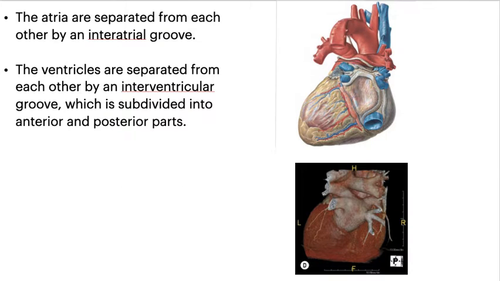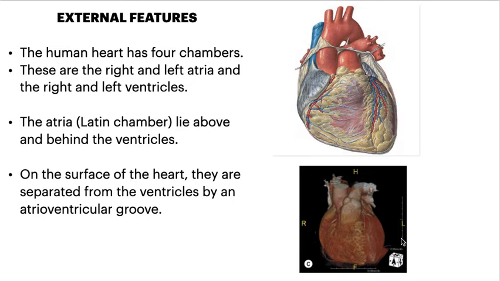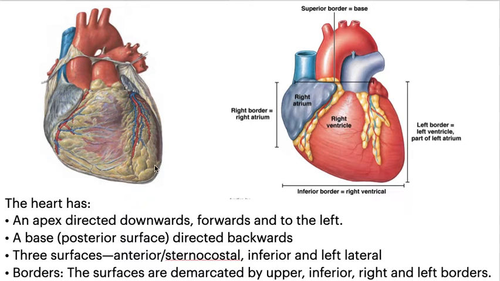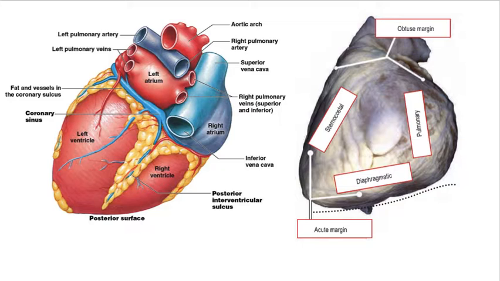So, these are nice images of the human heart. The heart has an apex directed downwards, forwards, and to the left side. It has a base or a posterior surface directed backwards. It has three surfaces: the anterior or sternocostal, the inferior surface, and the left lateral surface. It has borders. The surfaces are demarcated by an upper border, inferior border, right border, and a left border.